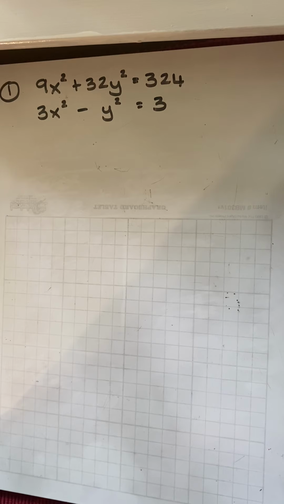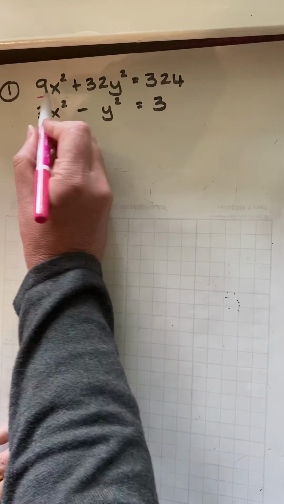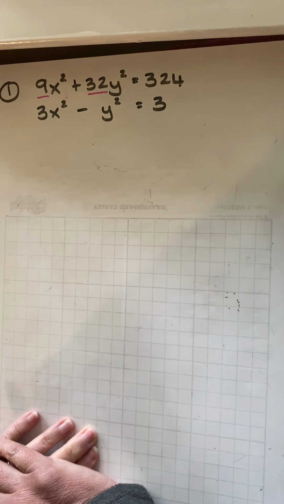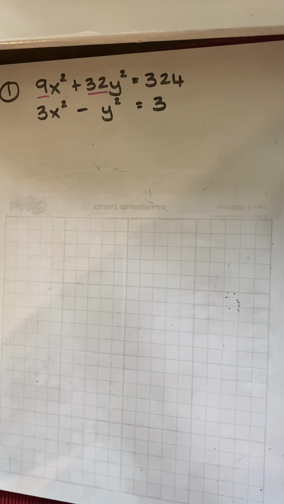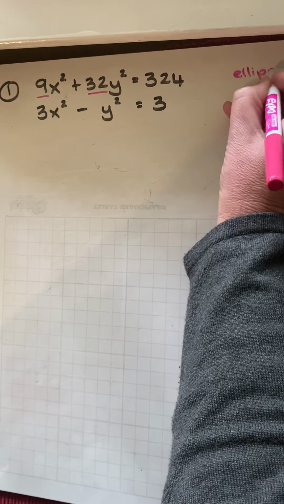The first thing you want to do is think about the equation and think about what type of conic is being represented, so you can visualize what it's going to look like. If you look at this first equation, we have a 9x squared and a 32y squared. That's telling you you've got an x squared and a y squared, and those two coefficients are different. So this is going to be an ellipse.